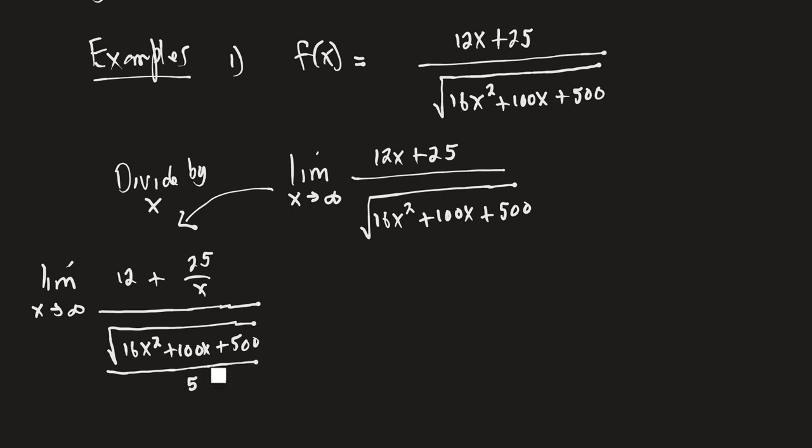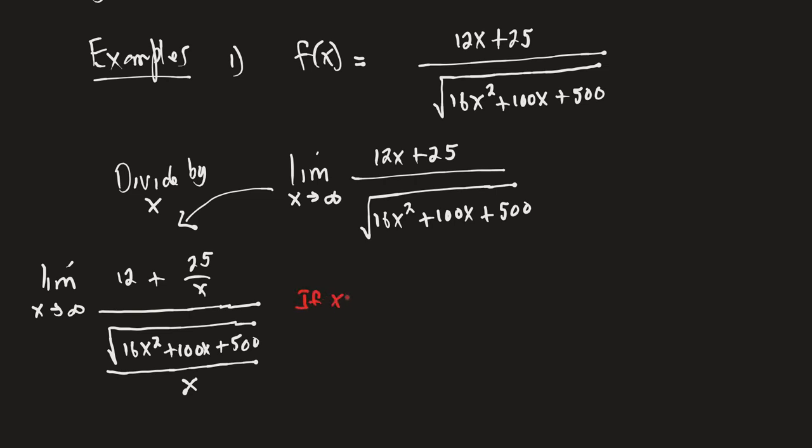Why did I write a 5? So over x. Now, in order for us to get the x under the square root, I have to use a little trick or a little property. Maybe a property is a better word. And here's a property that we're going to use.